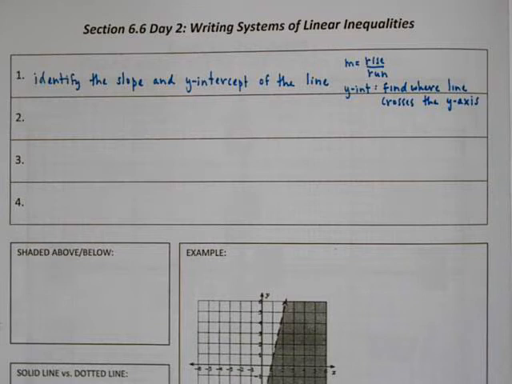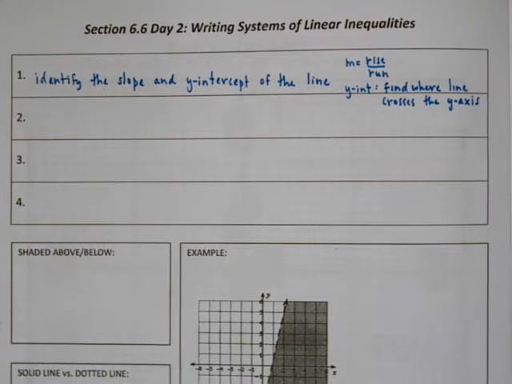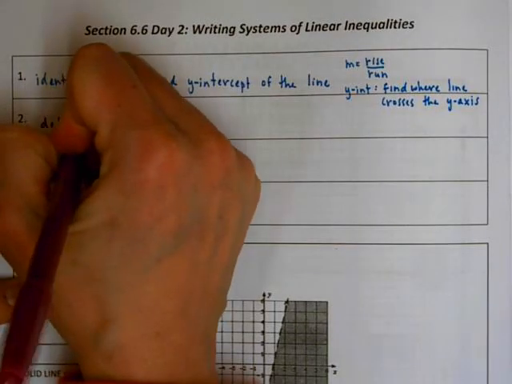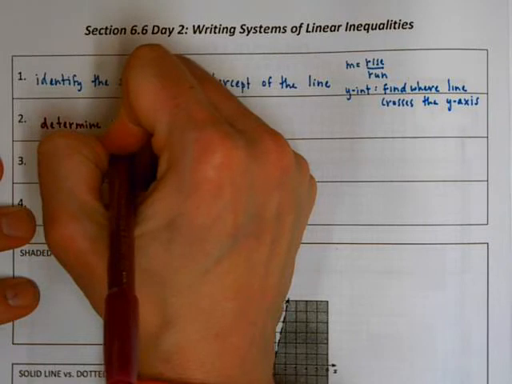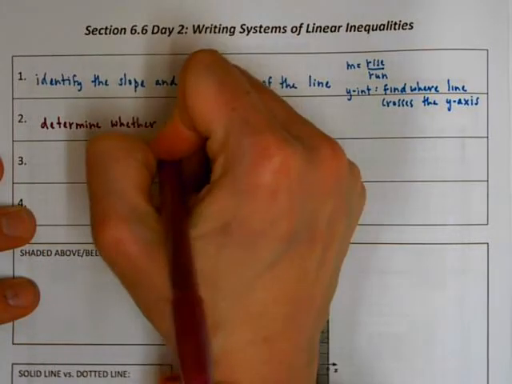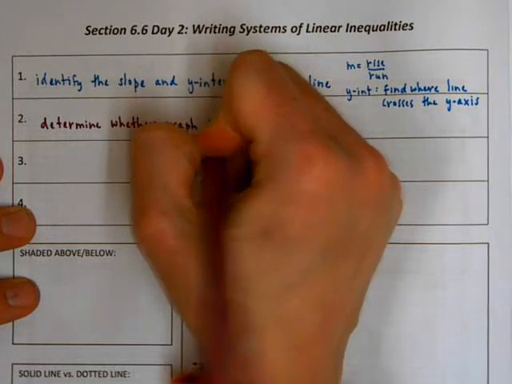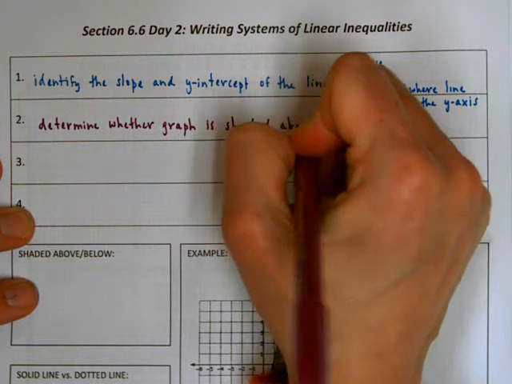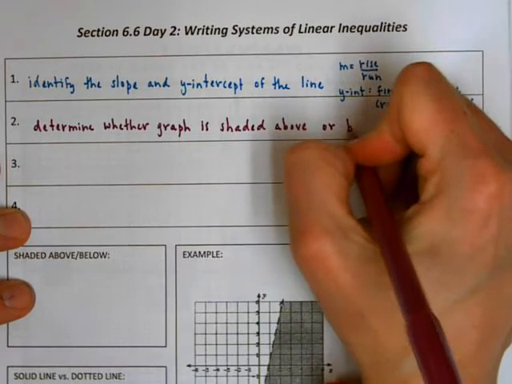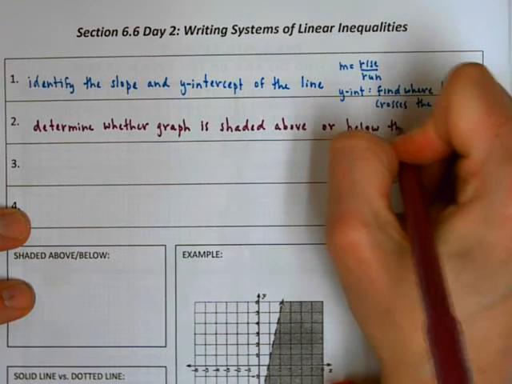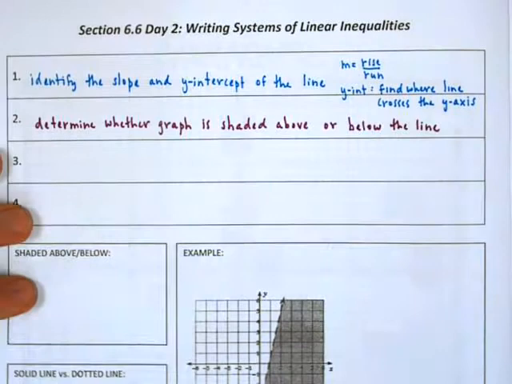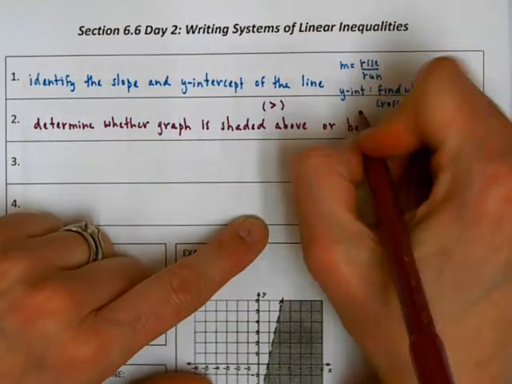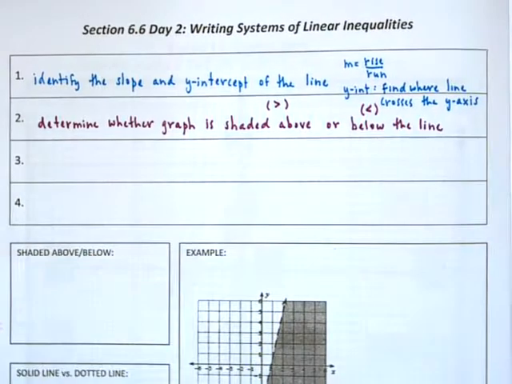Once we have our slope and our y-intercept, we're going to determine whether the graph is shaded above or below the line. That's going to tell us whether we have a greater than symbol if we're shaded above, or whether it's going to be less than because we're shaded below.